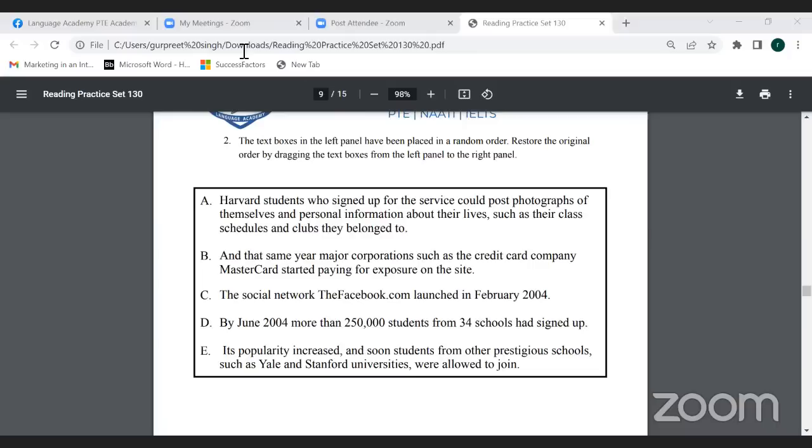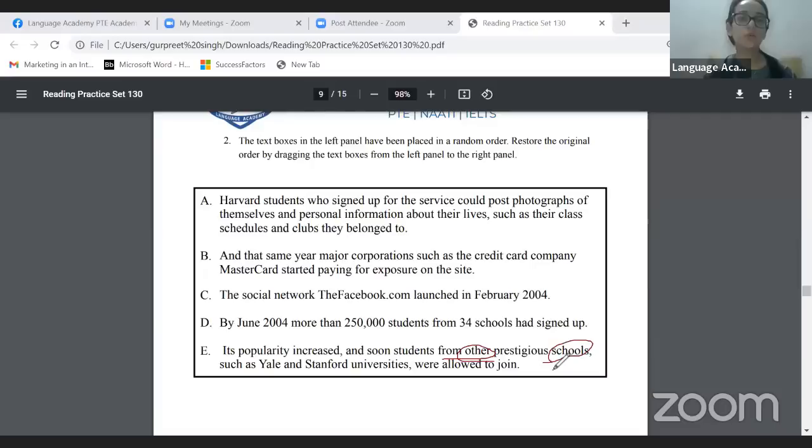Again missed the hints. Some of you have missed this word other schools here. How can you say other schools when you haven't talked about any school? And some of you have missed and here. And shows this is a continuity of the previous sentence, previous story. And you have written it at number two.